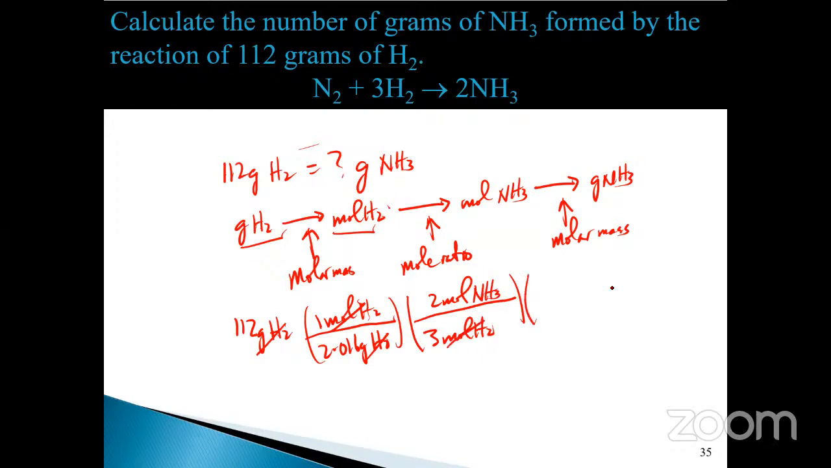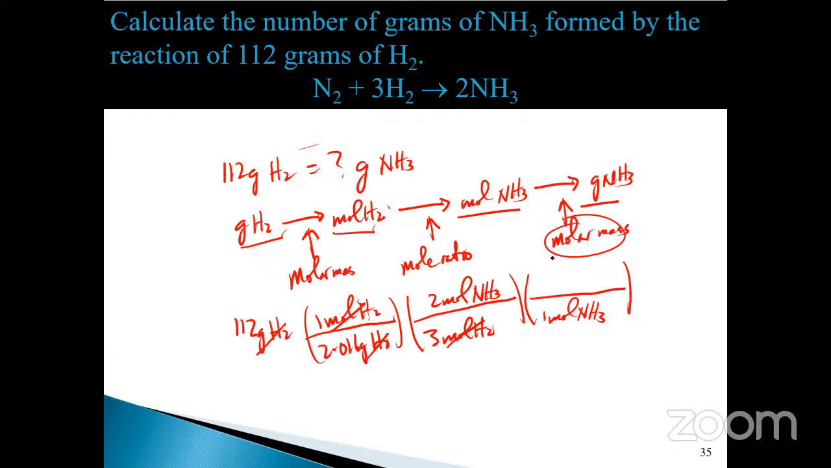Okay, and then now the final step is where we need the molar mass to convert from the moles of ammonia to grams of ammonia. So for this conversion factor, what goes down here and what goes up top? Anybody? One mole NH3 will go on the bottom, and the molar mass will go on top. The molar mass. Okay, the molar mass.